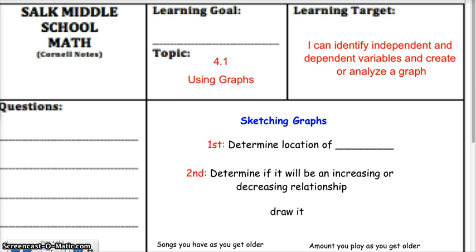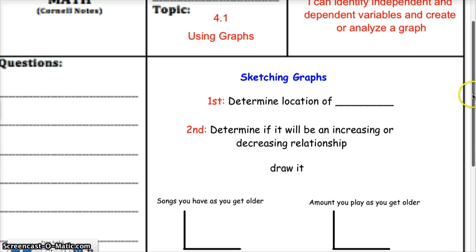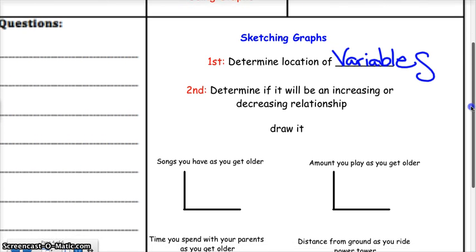Okay, sketching graphs is the next icon. We're going to draw graphs. The first thing you're going to want to do is determine the location of our variables, and then determine if it's increasing or decreasing, and then draw it. So determine location: what's my independent, what's my dependent, where am I going to put them on my graph? Identify if it's going to increase or decrease, and then you draw it.